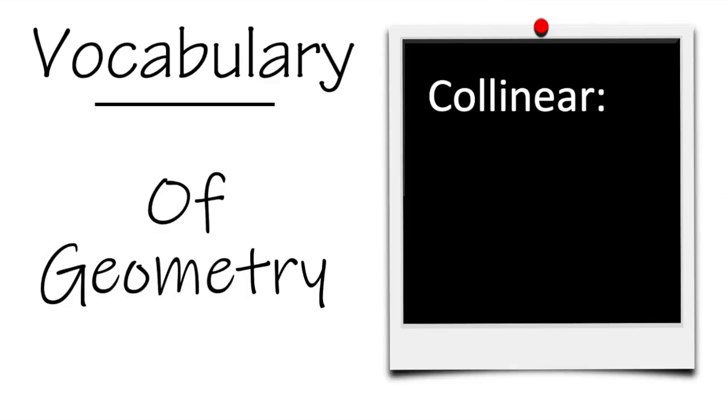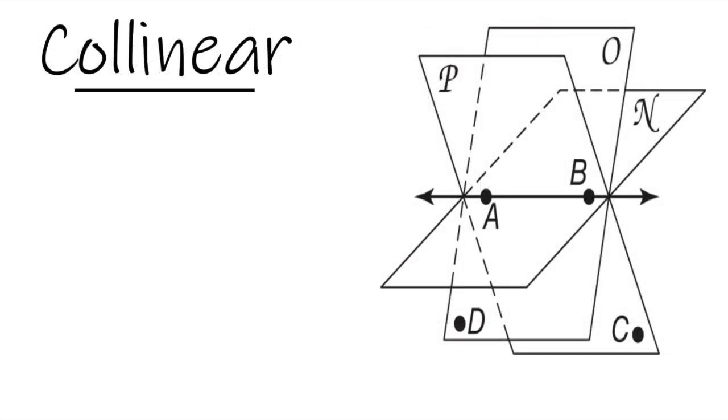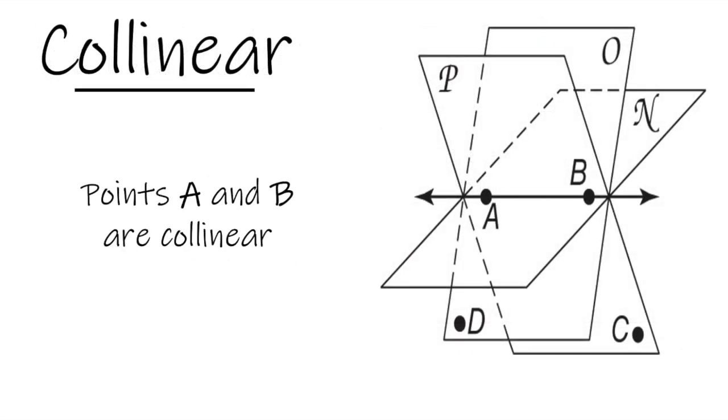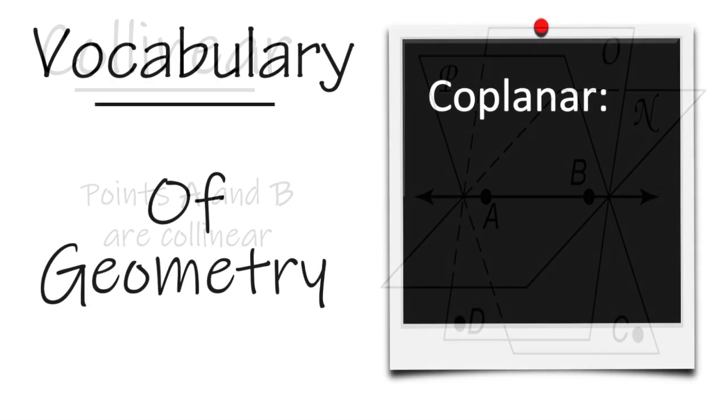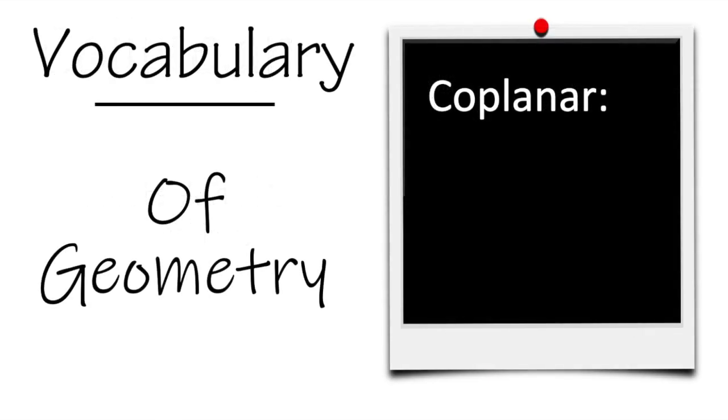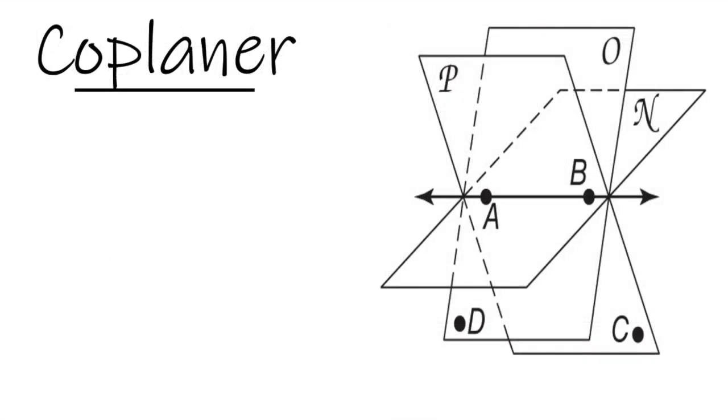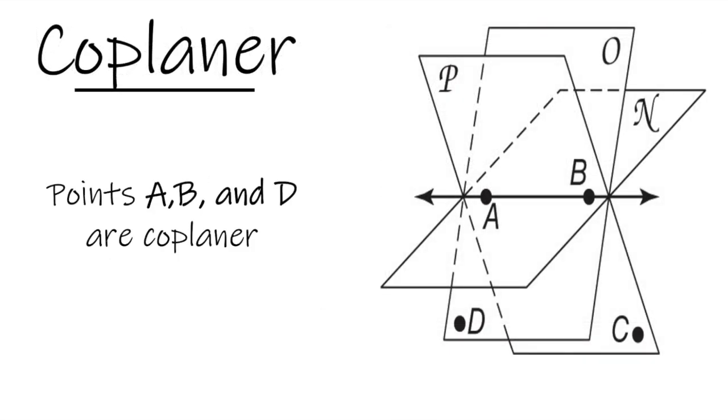Speaking of the same line, our next word is collinear, and that's a fancy way of saying points that all lie on the same line. Okay, for example, A and B are collinear points. Coplanar, what do you think that means? Points that lie on the same plane. So, for example, we've got points A, B, and D are coplanar.